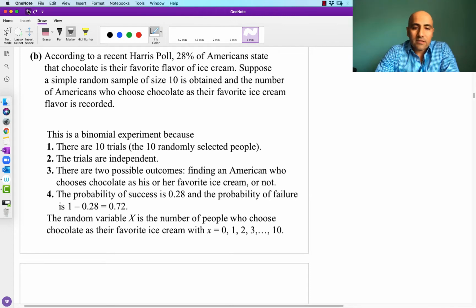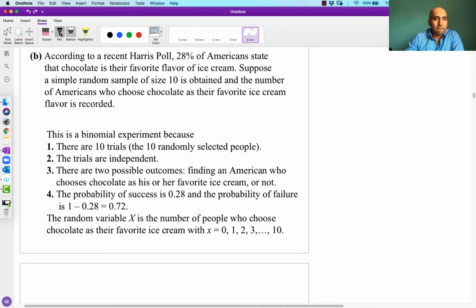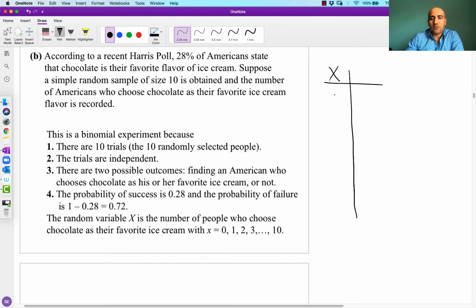Good. So the random variable x is the number of people who choose chocolate as their favorite ice cream. And so the random variable x can take on the values anywhere between 0 out of the 10 said chocolate is their favorite, 1 out of the 10 said chocolate is their favorite, 2, 3, 4, right, all the way down to 10. So just like before, we're going to work on creating a table where we let capital X represent the value of our experiment, and so the lowercase is an instance of it. So capital X is our discrete random variable, and X lowercase can be 0.